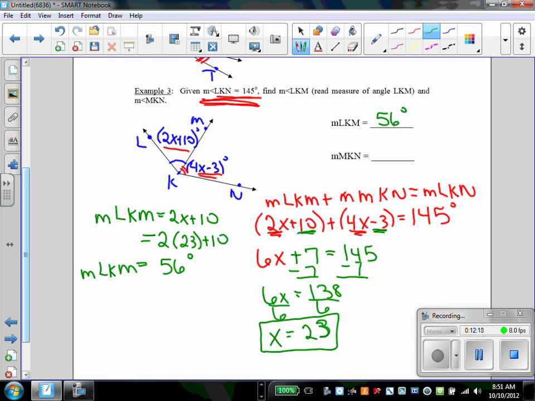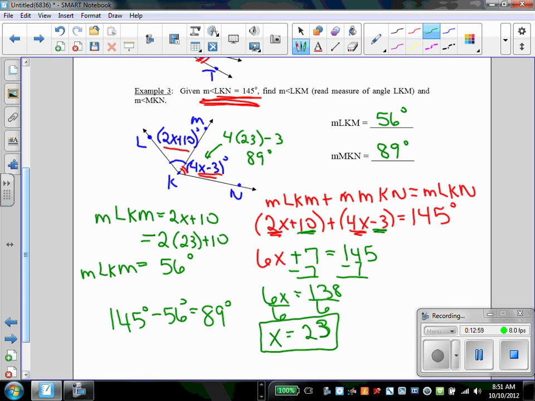Now you have two choices to find the second measure of that MKN. We could either say, hey, we know the big angle is 145 degrees. And we know the smaller angle is 56 degrees, so if we use our number sets, we can subtract those and get the measure of 89 degrees. Or you can substitute that 23 right in for x for MKN. I'm going to go 4 times, instead of x, I'm going to put 23 in, minus 3. And if you calculate this out, you're going to also get 89 degrees.